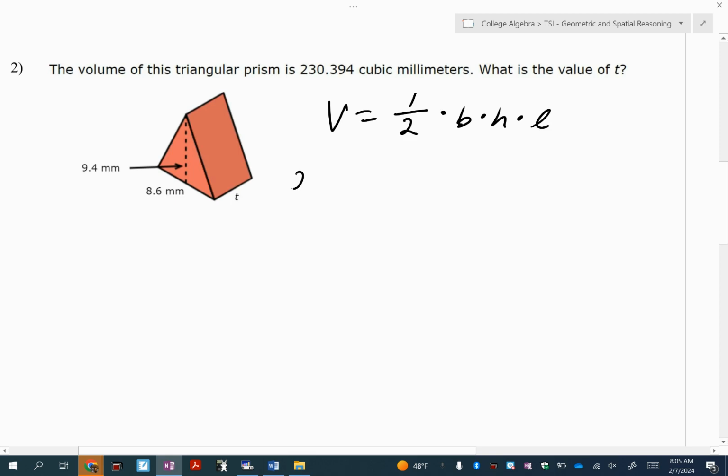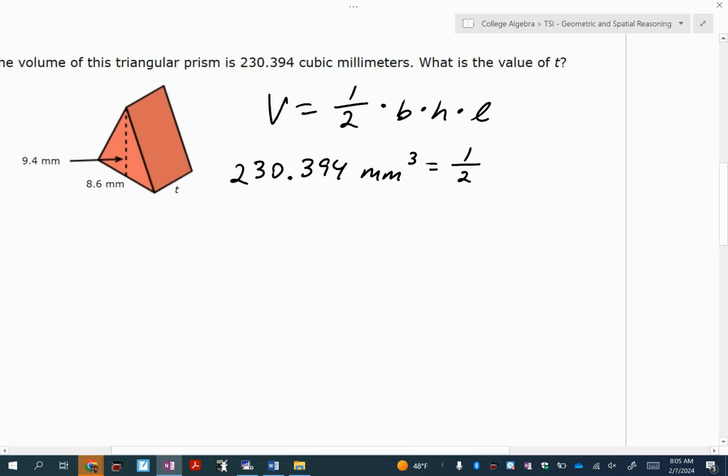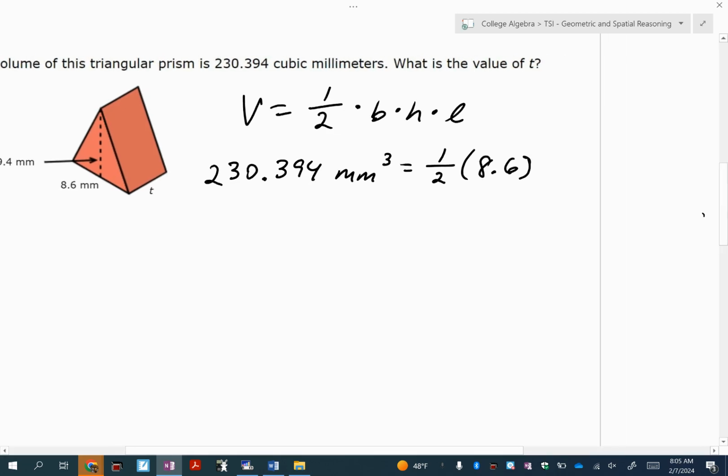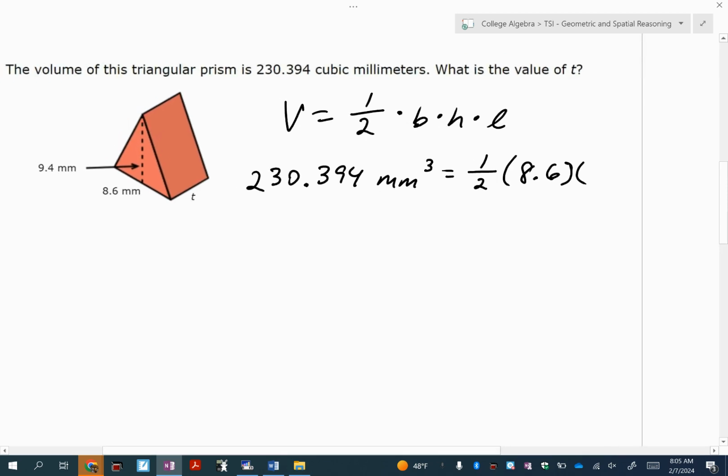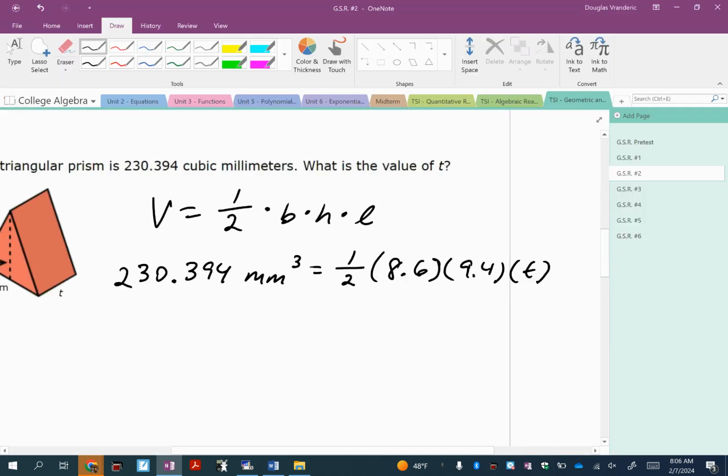All right, so they're giving us the volume, which is 230.394 cubic millimeters. I'm putting the 1/2. What is the base of my triangle face? Nice, 8.6. Thank you so much. Times, what's the height of the triangular face? 9.4. And we're solving for that length, which is t. So just like on the last one, I'm going to divide both sides by all this.